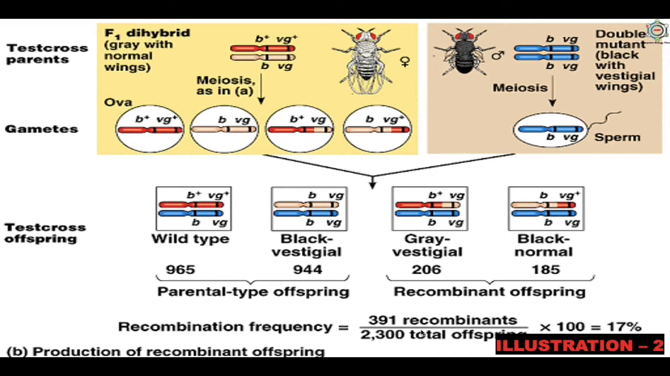Hence, it confirms the principle of independent assortment, and it is possible to predict the number of allele combinations in either the male or female gametes using the general formula 2 to the power n. Here, n is the haploid number of chromosomes.